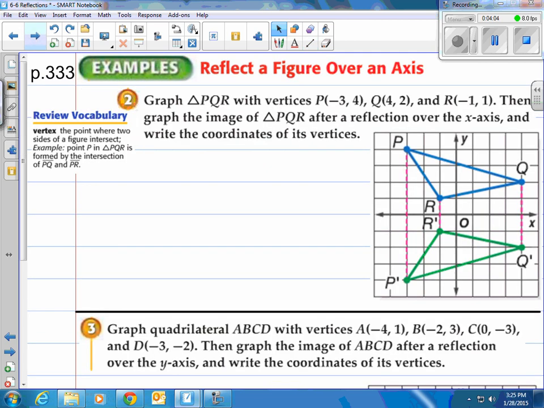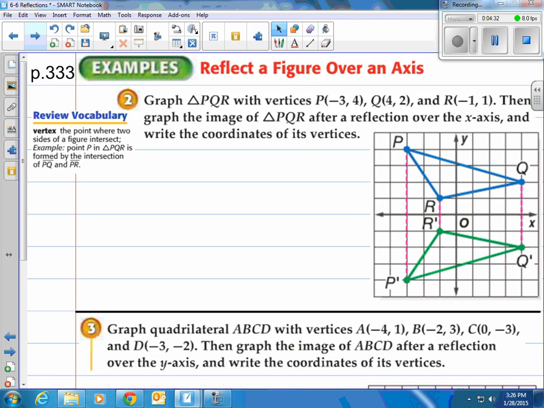All right, how about example 2 here? Reflect the figure over an axis, x-axis or the y-axis. There's some things here that we want you to see happen when we do these. It says graph triangle PQR with vertices P, which is -3, 4, Q is 4, 2, and R is -1, 1. Then graph the image of triangle PQR after reflection over the x-axis and write the coordinates of its vertices.